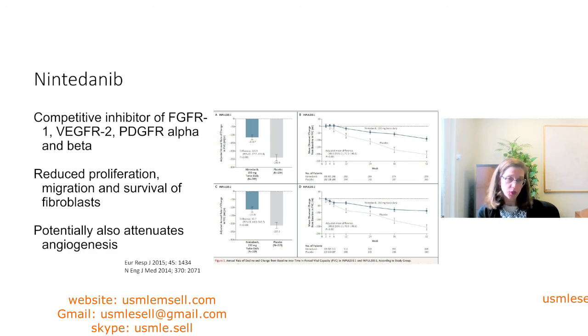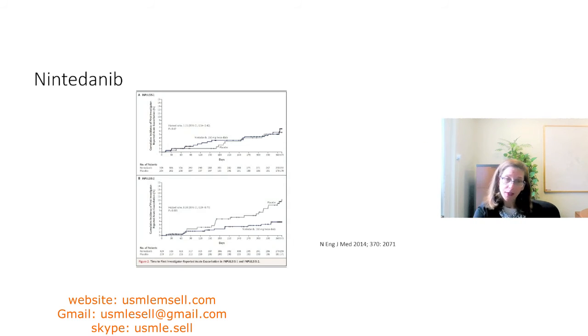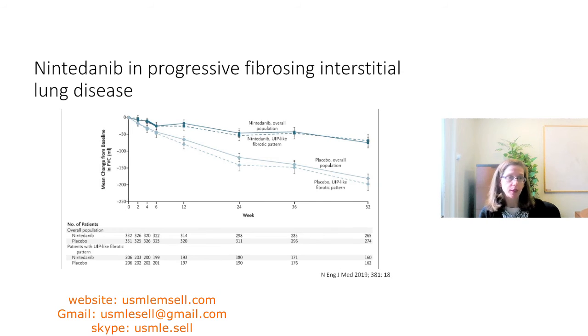Similarly, nintedanib, which is a competitive inhibitor of the VEGFs and the PDGFs, which reduces proliferation, migration, and survival of fibroblasts and attenuates angiogenesis, which I mentioned to you in the pathophysiology is important. There was a significant benefit for patients who received nintedanib as compared to placebo in terms of slowing down the rate of progression of decline of FVC. And nintedanib was also demonstrated to be effective in preventing acute exacerbations in IPF. So that was all very exciting news in 2015.